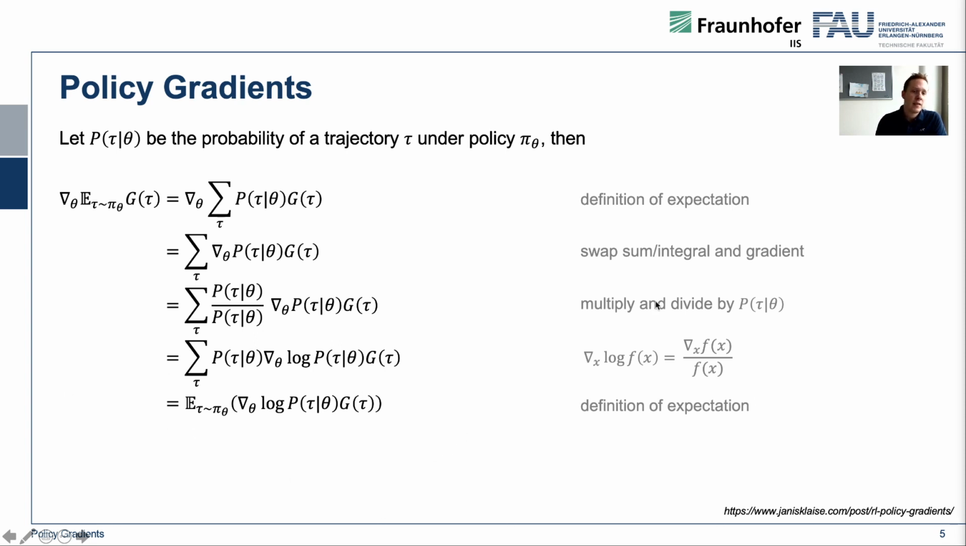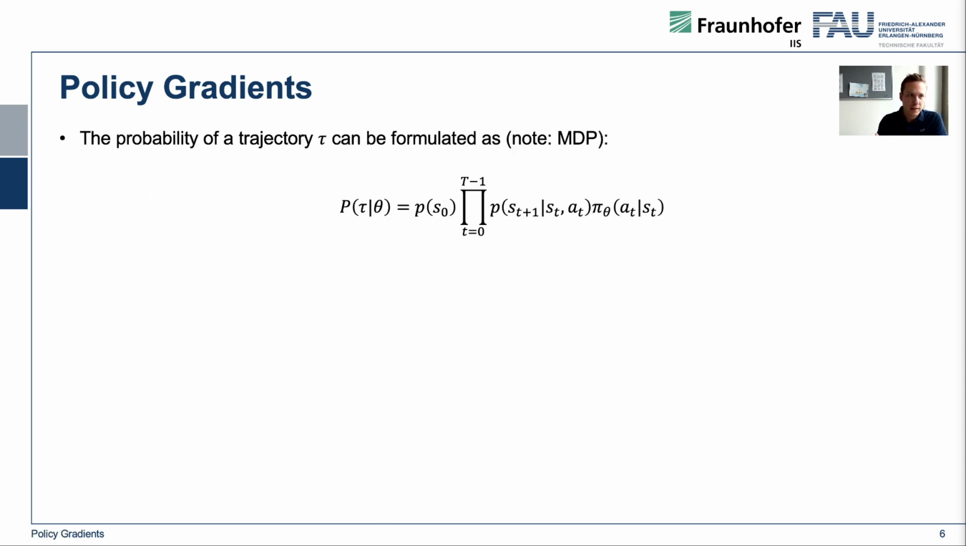And what you see here is nothing else than that the gradient of the expected return of a trajectory tau under policy pi is nothing else than the expected gradient of the log probability of a trajectory tau under theta times the actual return of this trajectory, which is something that we in the next step need to estimate in a sense.